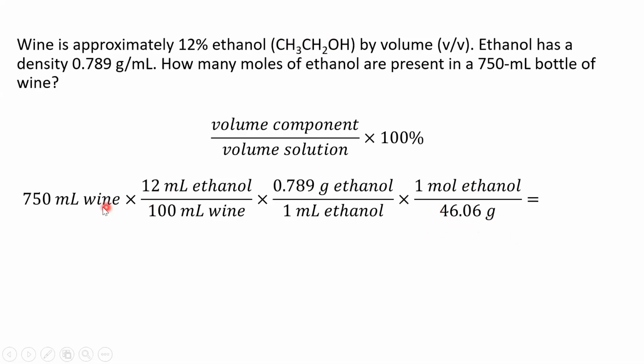46.06. So now that we have the problem set up with our conversion factors, again, this comes from the percent by volume, this comes from the density, this comes from the molar mass off the periodic table, we would take 750 times 12 divided by 100 times 0.789 divided by 46.06. And we get 1.5 moles of ethanol in 750 milliliters of solution to give us a 12% by volume composition for our solution.